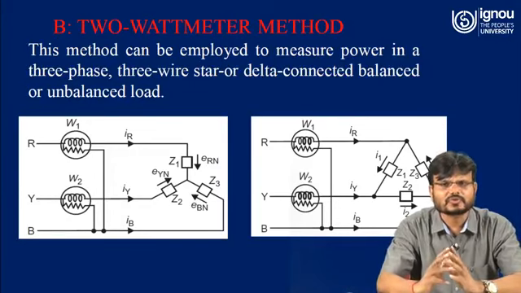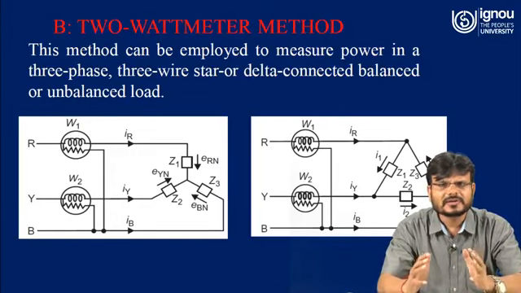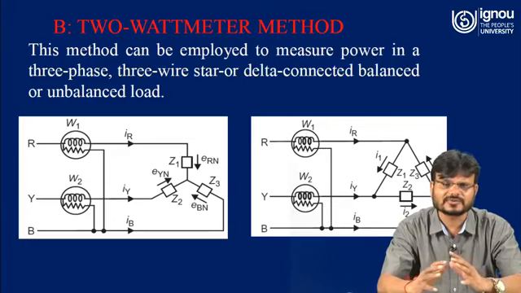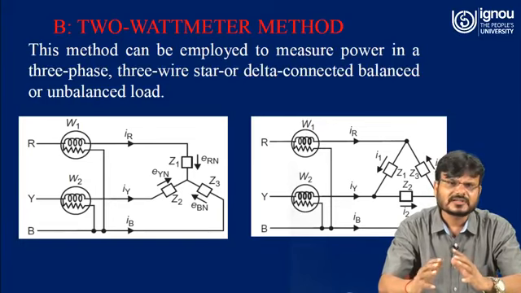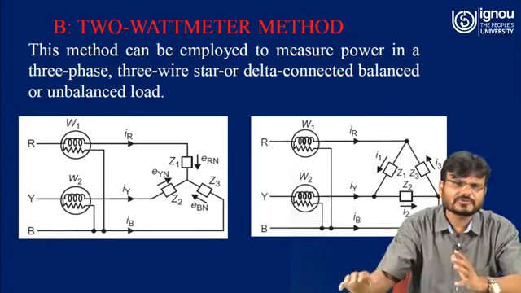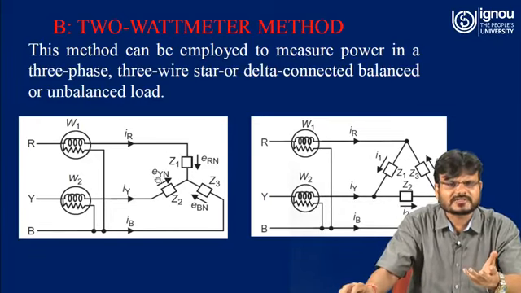The next method is the 2 wattmeter method. This method can be employed to measure power in a 3 phase, 3 wire, star or delta connected balanced or unbalanced load. So here you can notice that by the 2 wattmeter method you can measure the power whether it is balanced or unbalanced. What you have to do is take 2 wattmeters. Here, in the case of the star connection, there are 3 loads Z1, Z2, Z3 which are connected as shown in the figure.